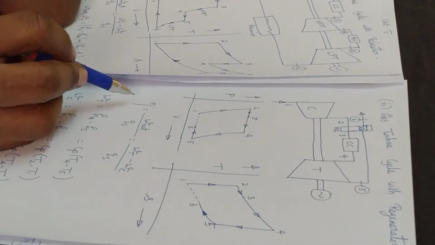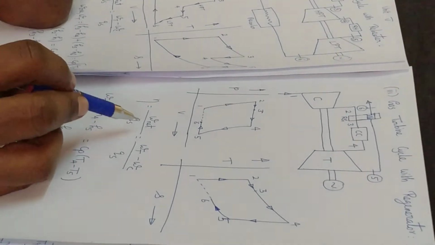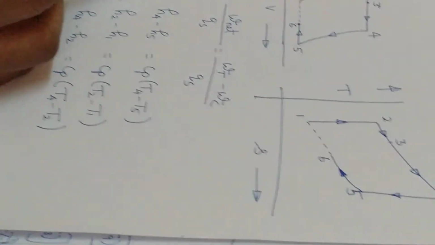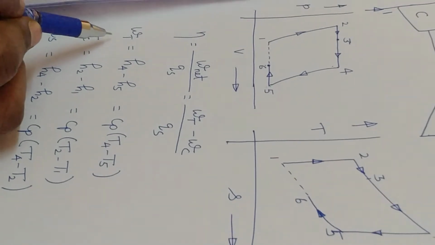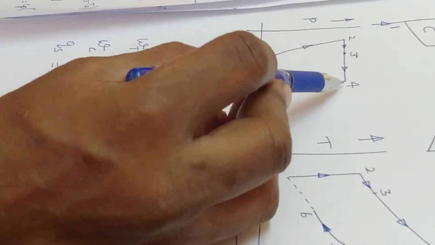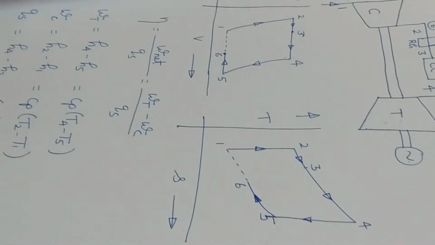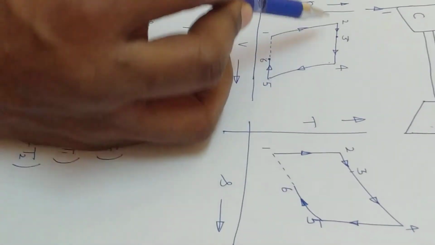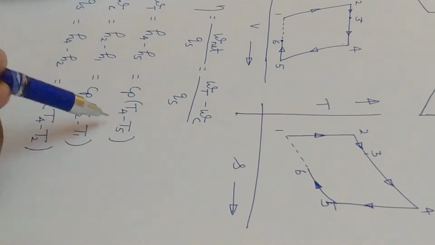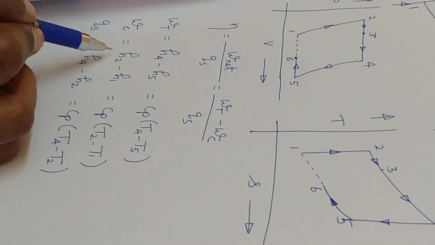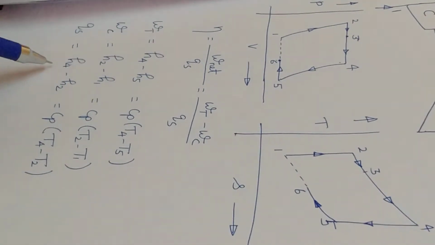Similarly, the formula to find the efficiency is net work output by heat supplied. Net work output is turbine work minus compressor work. Now we are going to see how to find the turbine work. The turbine work is H4 minus H5, compressor work is H2 minus H1, and heat supplied is H4 minus H2. Similarly, you can show that in terms of temperature as T4 minus T5, T2 minus T1 and T4 minus T2.